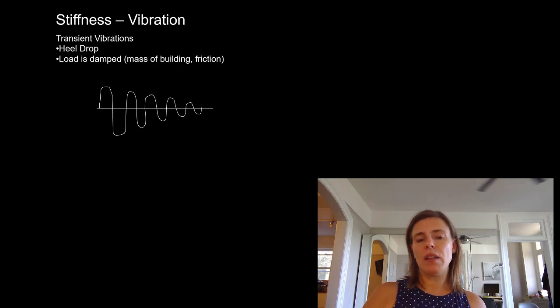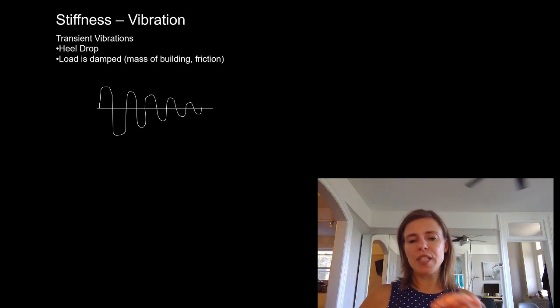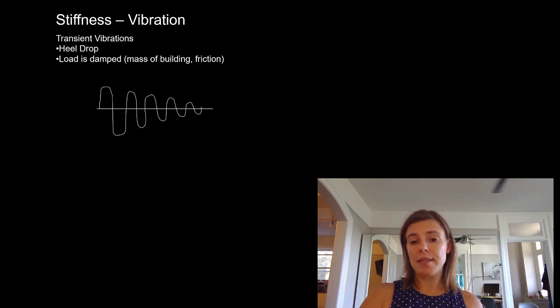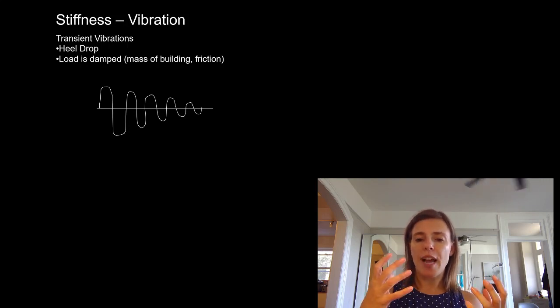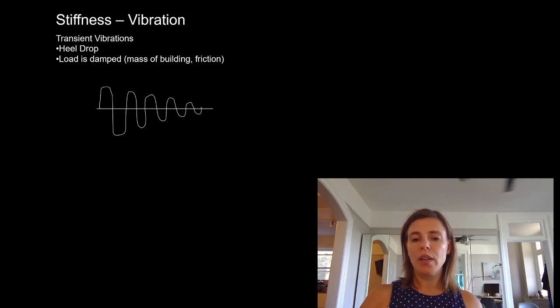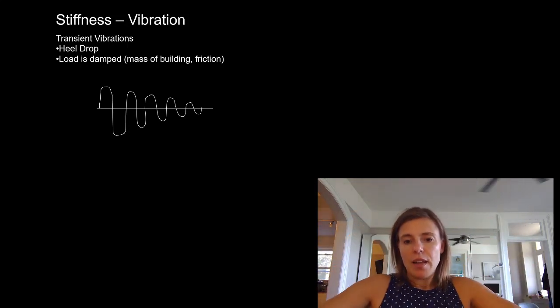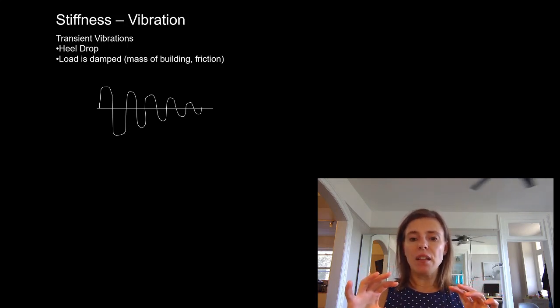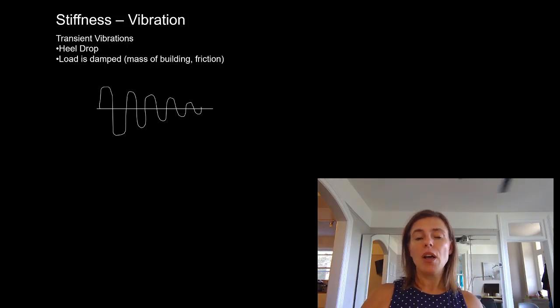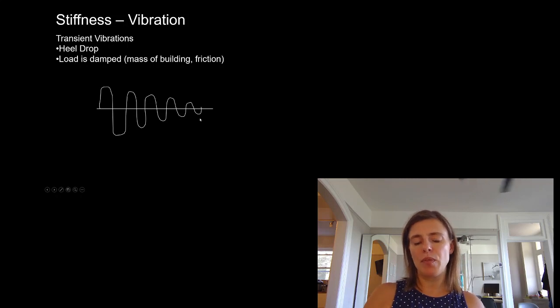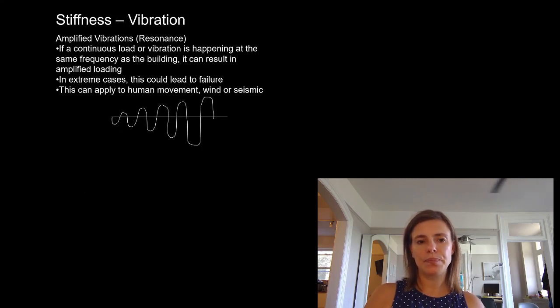A transient load is when something bashes down and vibrates out. So we'll often do a heel drop to test vibration. What we're hoping here is that the object has enough mass to dampen the load. So we go up on our tippy toes and drop our heels down as hard as we can and feel, and then we just stay still and feel how the vibration comes back up our legs. What we're looking for is for that to taper off really quickly. And that means we've got good dampening on our building.